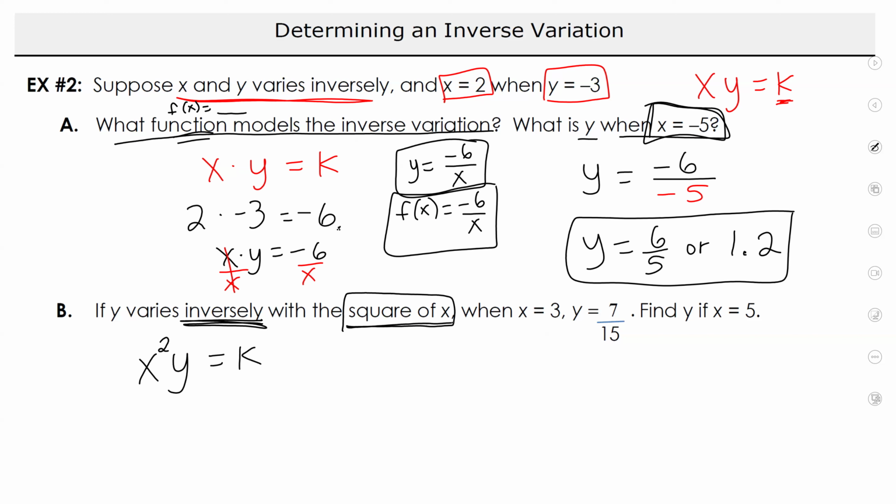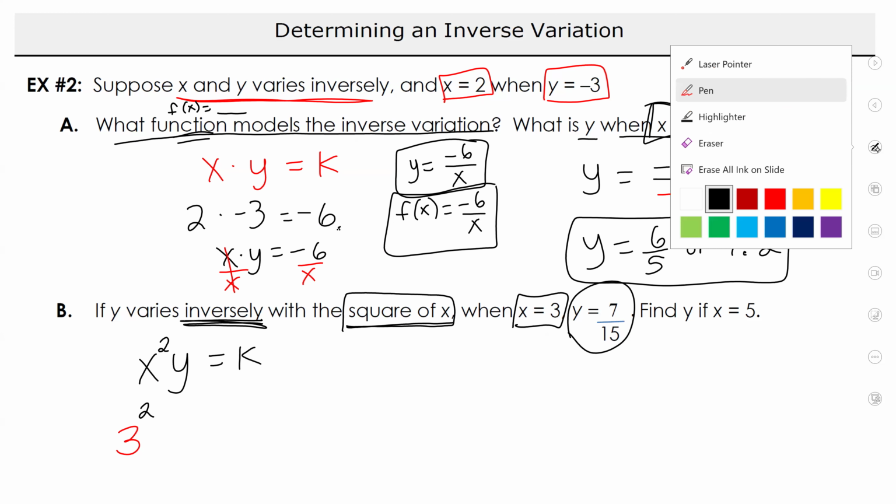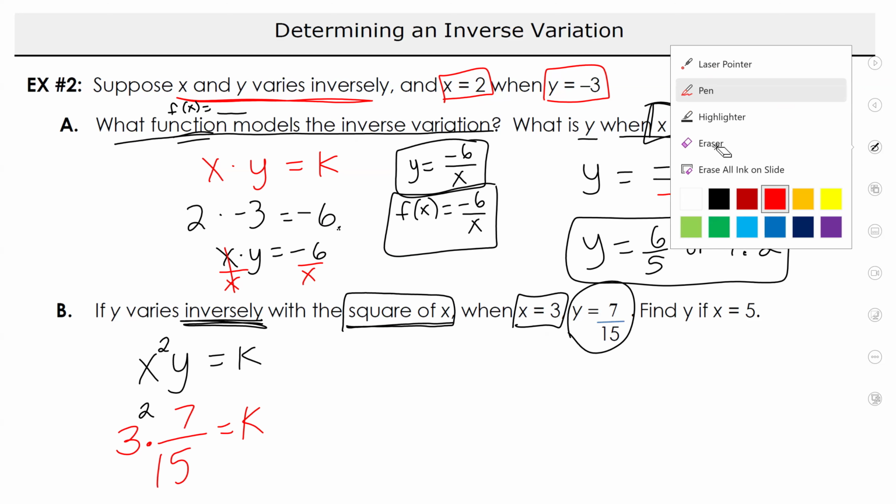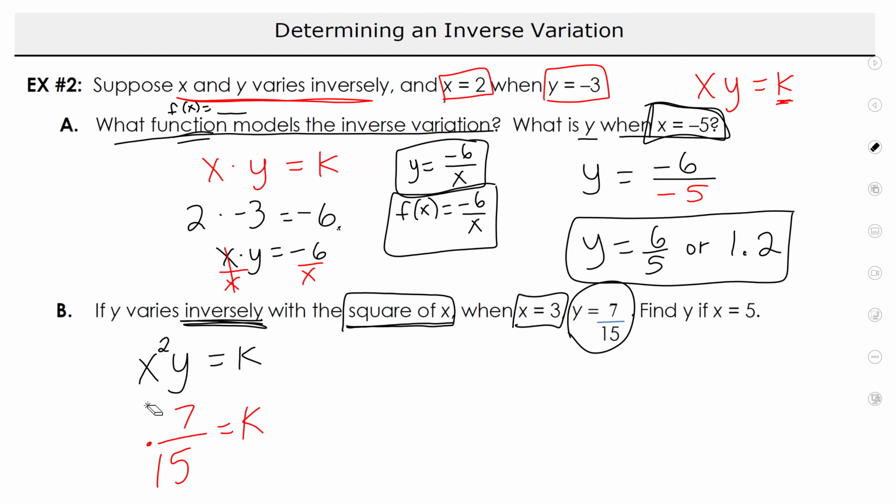Okay, now let's figure out what k is. These are the numbers they gave us. X is 3. So guys, in my equation, I'll put a 3 where the x is. We're squaring it. They said y is 7 over 15. So I'll put that there. 7 over 15. We're multiplying them. And we'll figure out what k is. So guys, what's 3 squared? 9. So we're going to replace this 3 squared with a 9. And do you guys know how to multiply fractions?